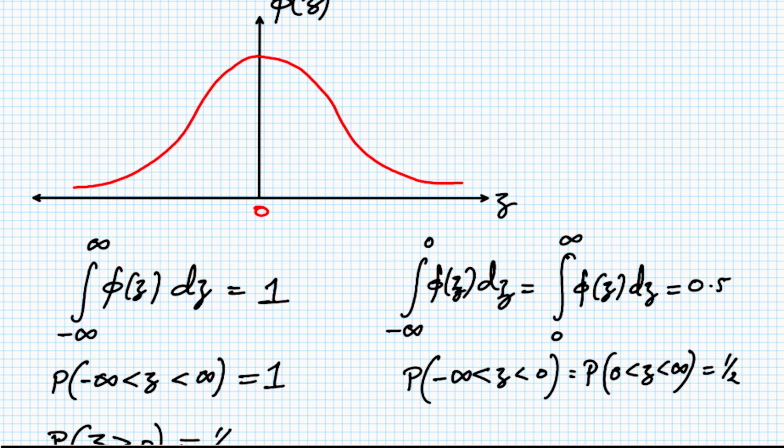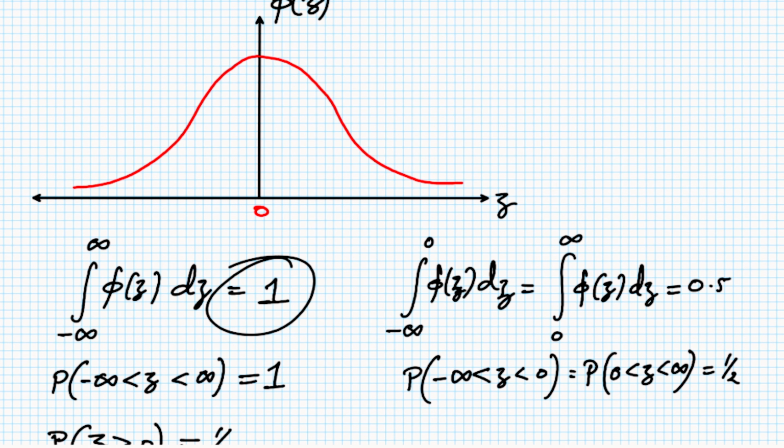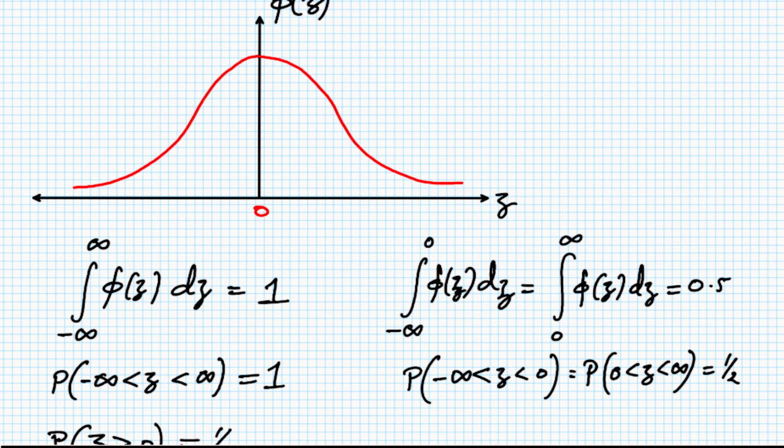So now these were some of the questions I asked, just to check your understanding of the whole concept. My first question was the integral from minus infinity to infinity of phi of z dz. That is the total area under the curve. Since it is a probability density function, the area should be 1. This can also be written in the following fashion.